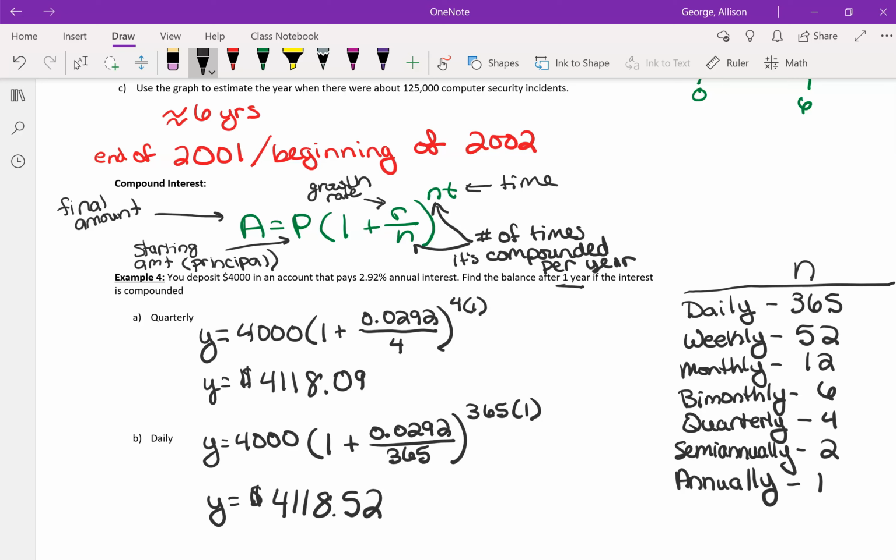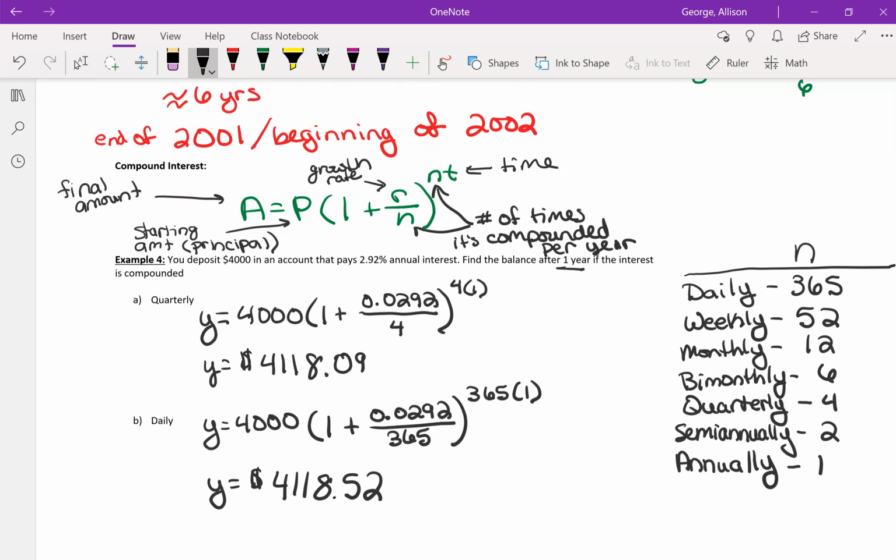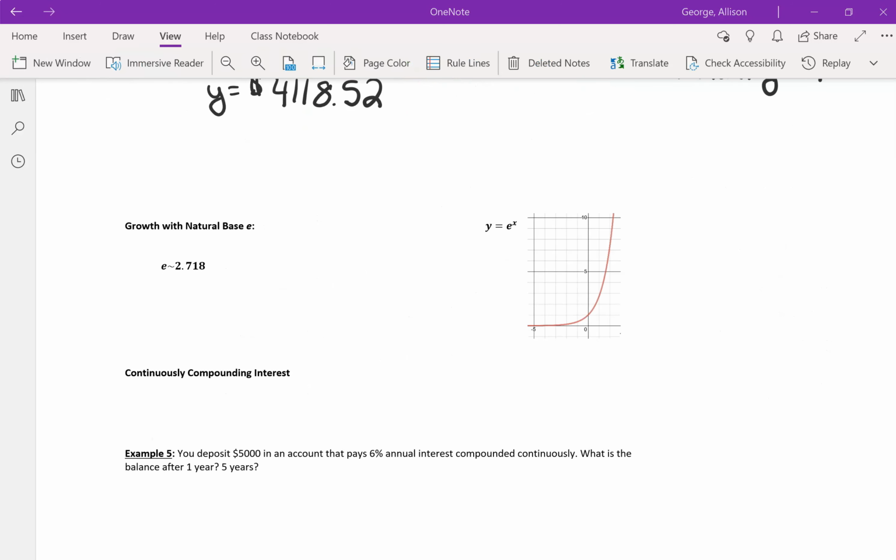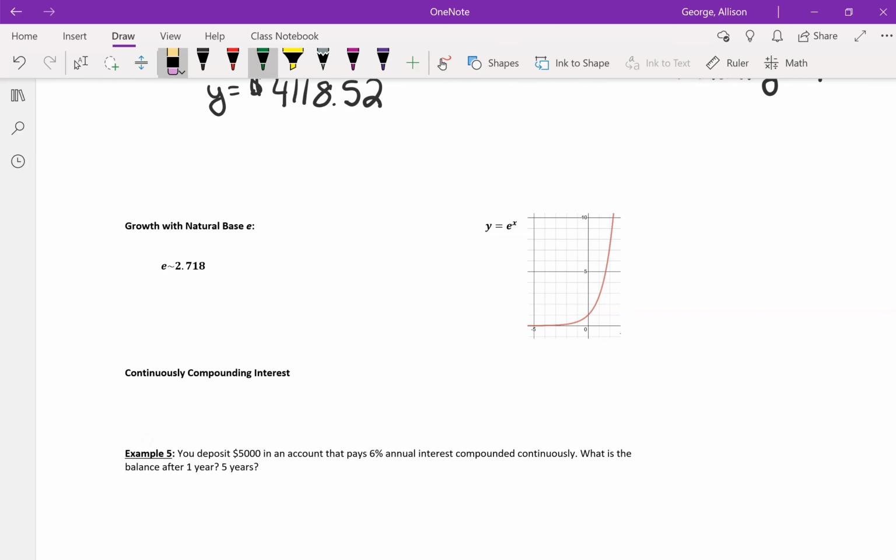I've got one more thing I want to show you. And e. So this is also called Euler's number, which is kind of bizarre because it doesn't look like that's how you would pronounce Euler, but it is. And what it is, it's a number like pi that goes on forever and ever. So just like we round pi to 3.14, we round e to 2.718.